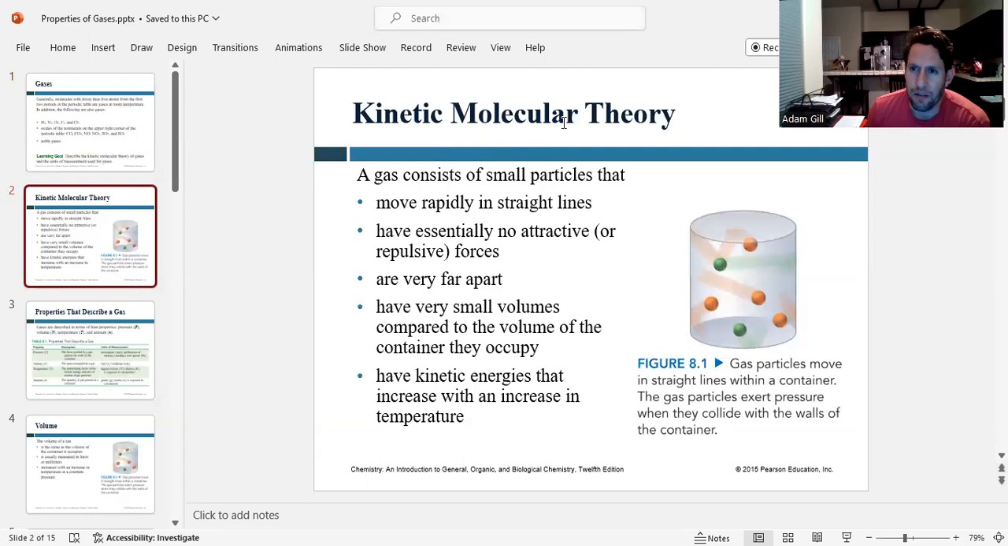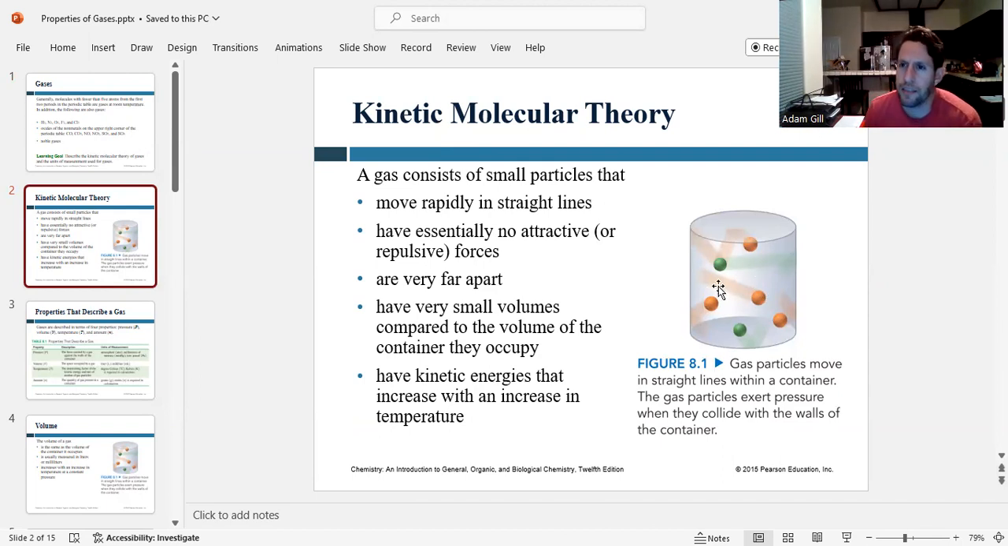The kinetic molecular theory describes how gases behave from a particulate point of view. So if we think of gases as small particles, small molecules, the gas particles are moving around really quickly. They're bouncing off the walls of their container, they're bouncing into each other, and this constant force against the outside of the container puts a pressure on it.